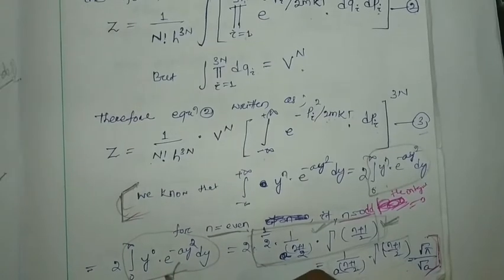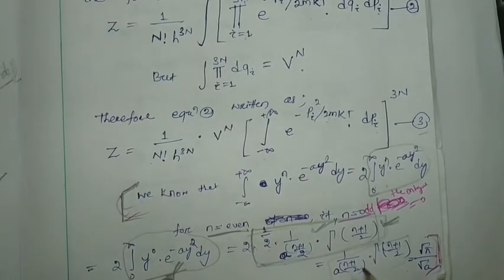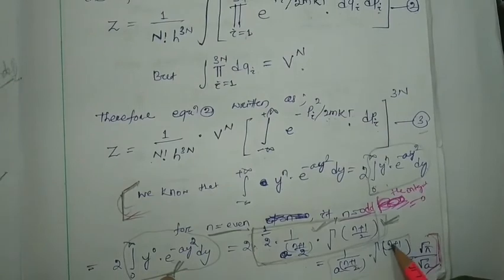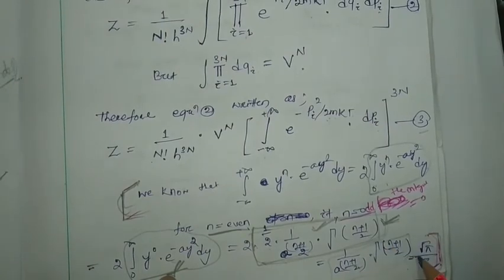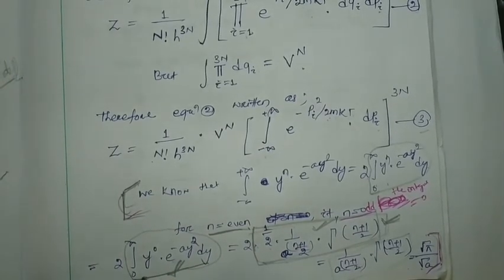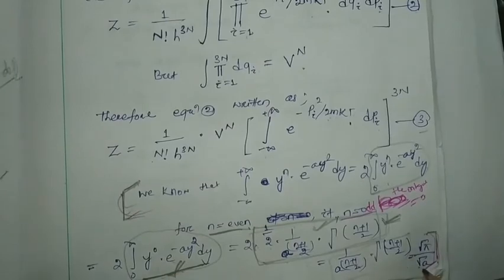Now what will be the value of this? Here, for this case, n is 0. So a to the power 1 by 2 means root over of a. And here n is 0, gamma half will be root pi. So root pi by root a, we can find the integration value of this one. This integral value will be root pi by root a.